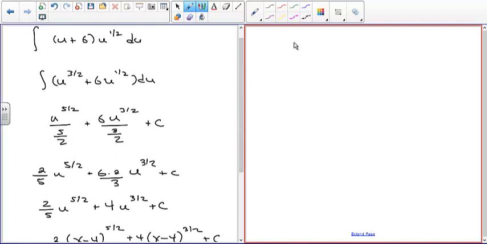The next one is the integral from 1 to 3 of x squared times the square root of x minus 2. And I forgot the dx, so I put the dx in there.